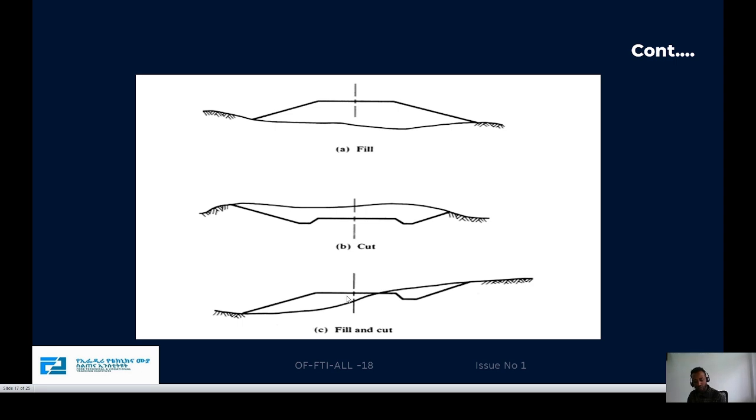This one is a combination of fill and cut parts. These parts will be fill parts. This one is a cut part. So the original ground level is like this.